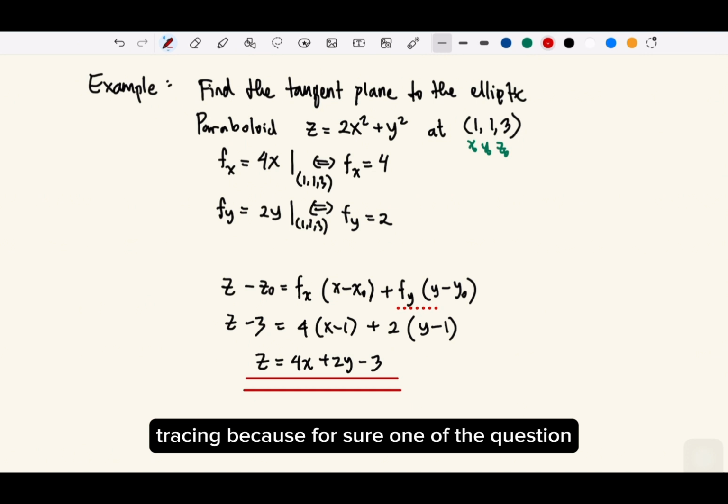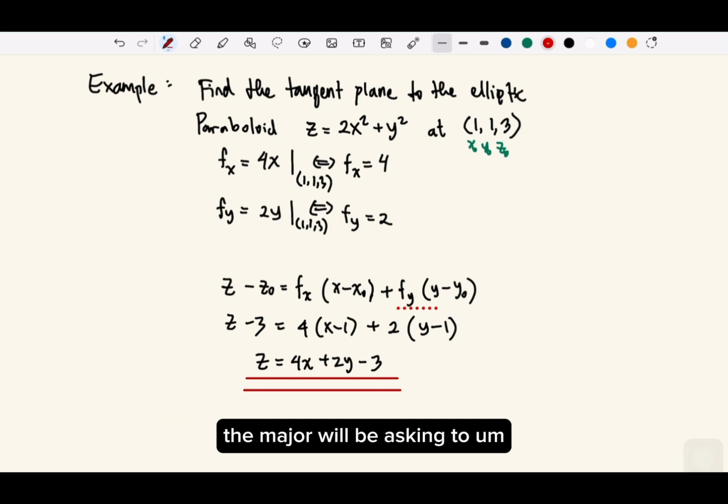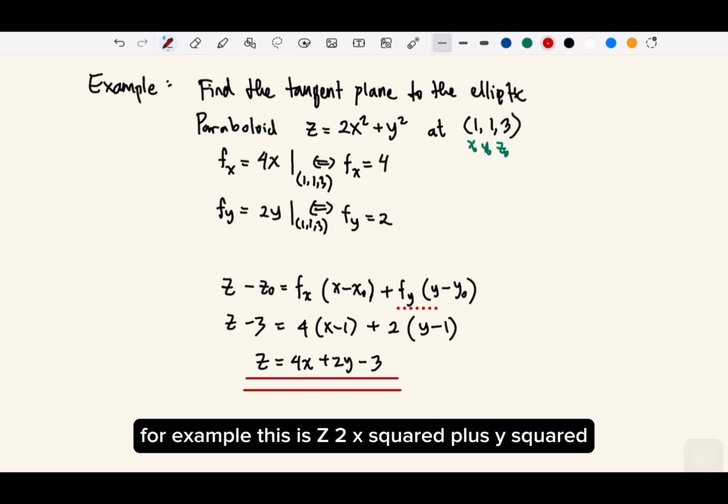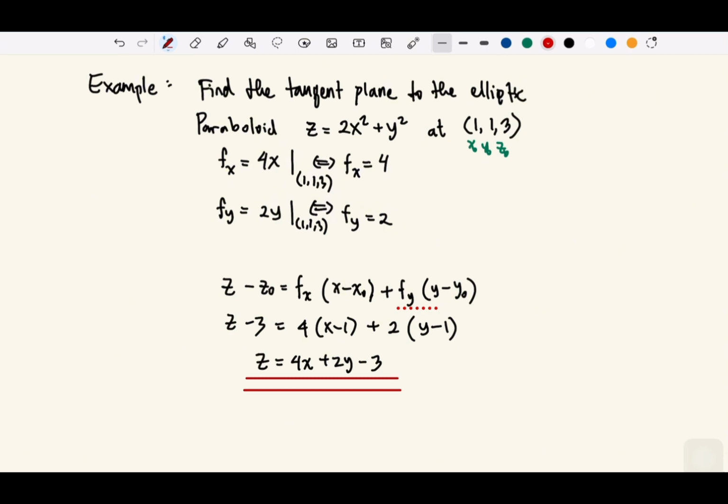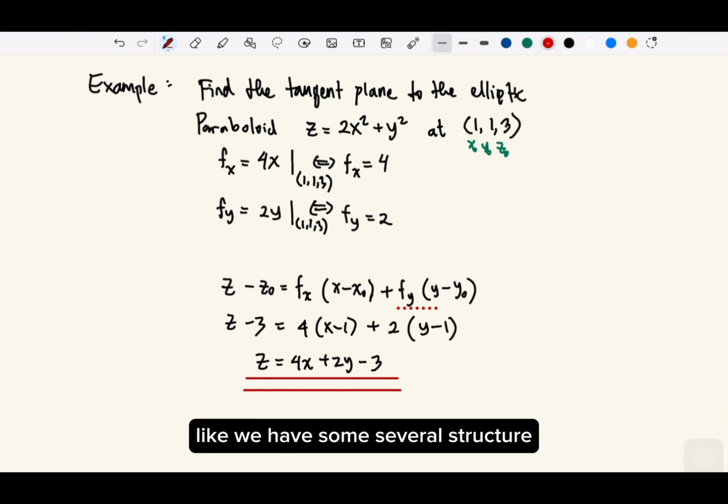tracing, because for sure, maybe some question in your exam, with the midterm, will be asking, for example, if this is z equals x squared plus y squared, you will see that if we close this, it's a parabola. If we close this, it's another parabola. If we take this as a constant, it's an ellipse. You could see some possible arrangement, like we have several structures that have this kind of structure.